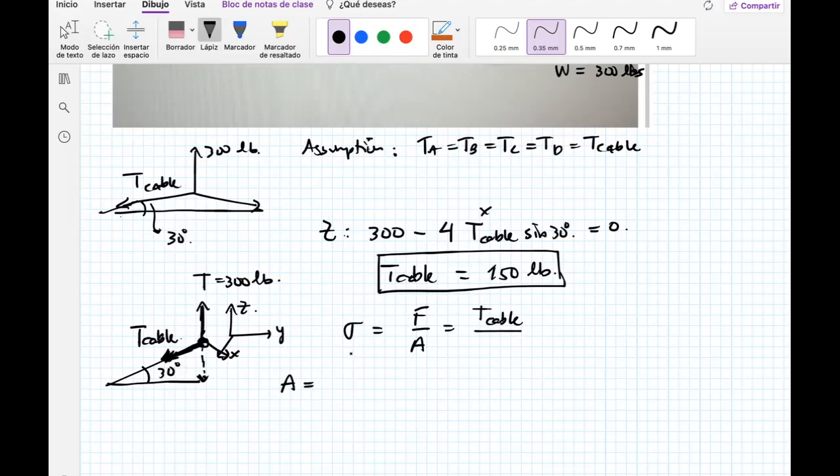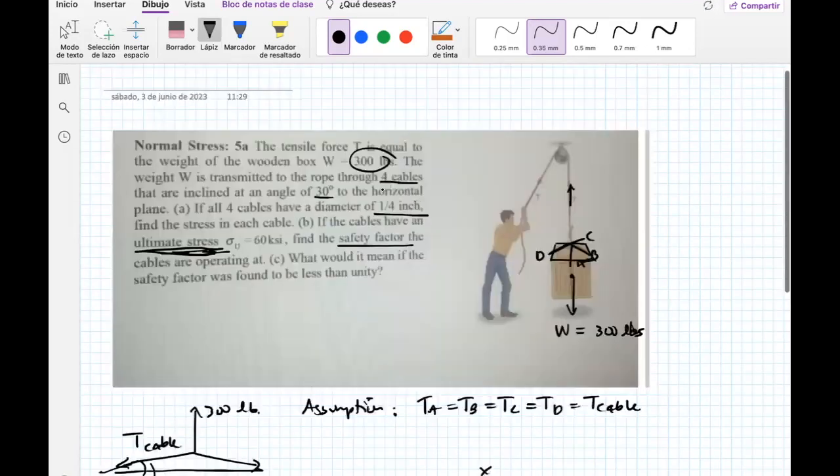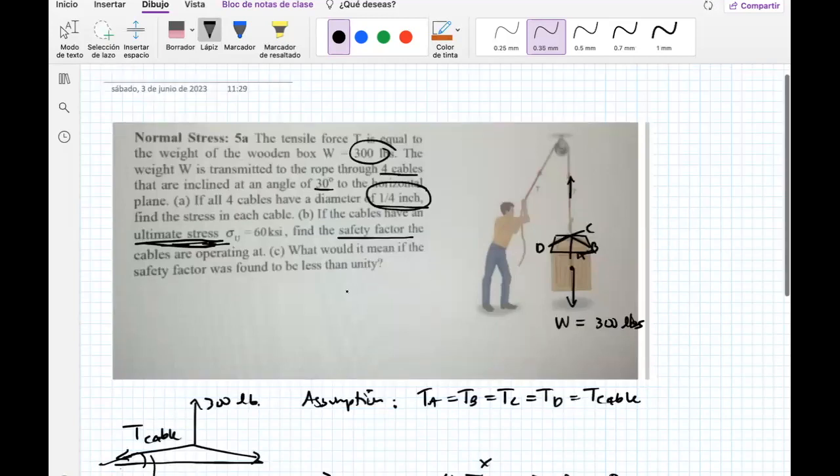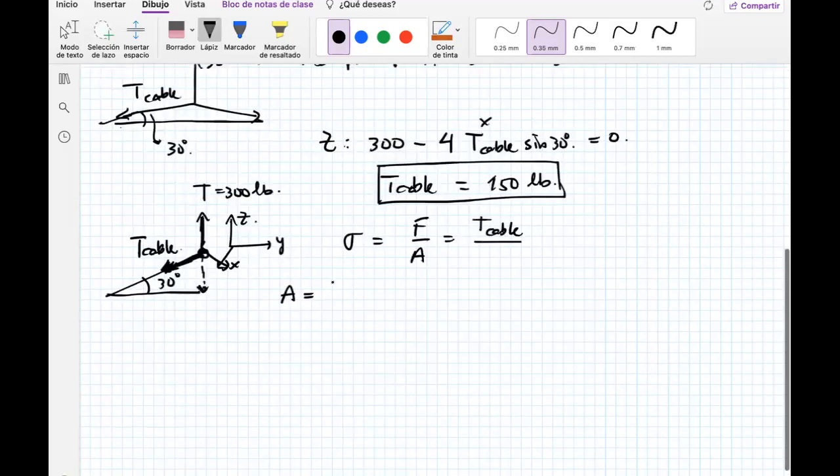So the only thing that they are saying is that the diameter of each cable is 1/4 of an inch. So that means that I have pi and then 0.25, and this is squared because that's the inches, divided by 4 because it's diameter instead of radius. You can also say 0.25 squared and then multiply by pi, with the 4 that instead of looking here below, I can put over in the numerator.